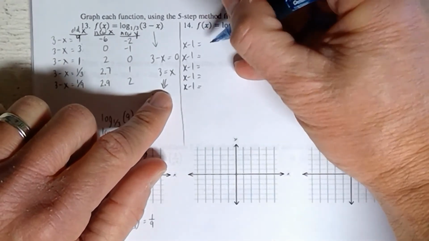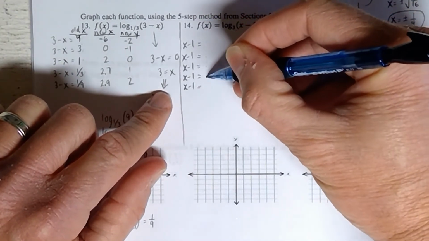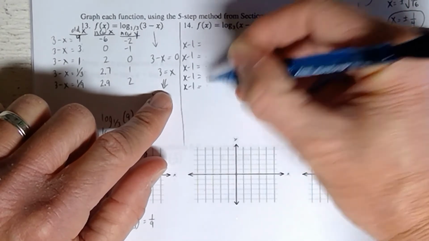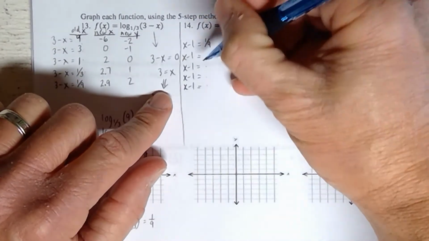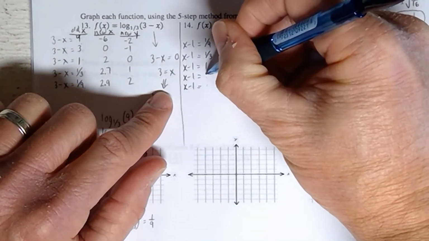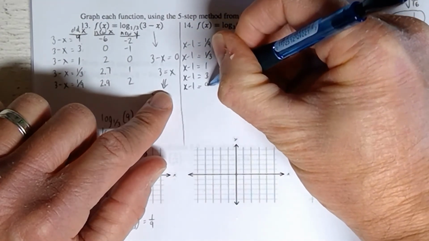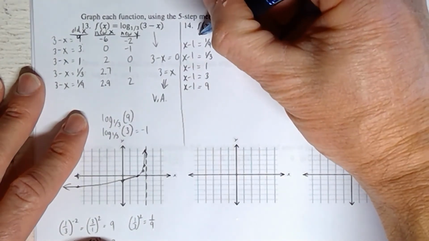We're going to do 3 to the -2, 3 to the -1, 3 to the 0, 3 to the first, 3 to the second. Okay. 3 to the -2 is 1/9. 3 to the -1 is 1/3. 3 to the 0 is 1. 3 to the first is 3. And 3 to the second is 9. So now we solve those.